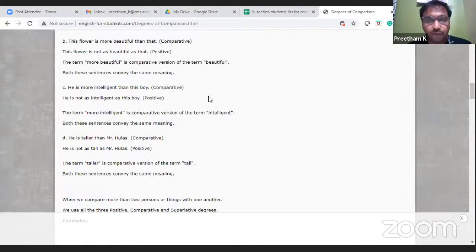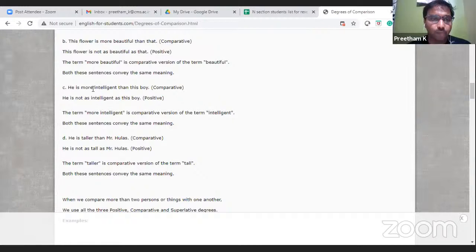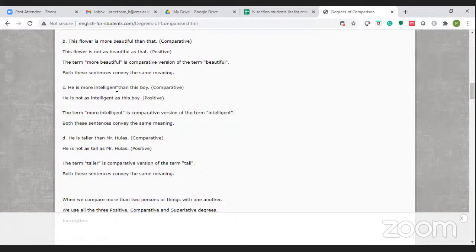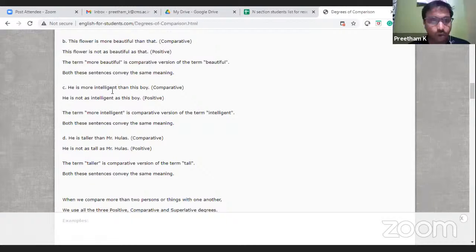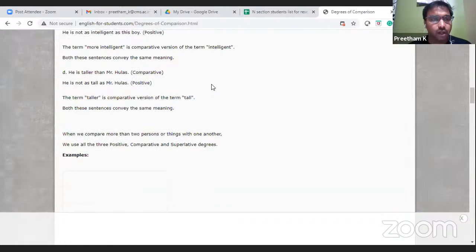See, the ER form and the more form, we use them for comparison. Either we use the ER form or we use the more form. Certain words do not take the ER form. You can't say intelligenter or intelligentest. It's a wrong usage of the word. Therefore, use more. The term more intelligent is the comparative version of the term intelligent. He is taller than Mr. Hulas. He is not as tall as Mr. Hulas. The term taller is the comparative version of the term tall. Both these sentences convey the same meaning.